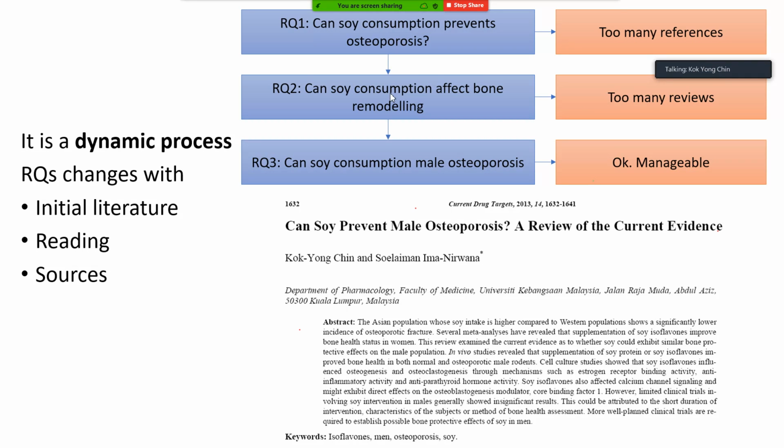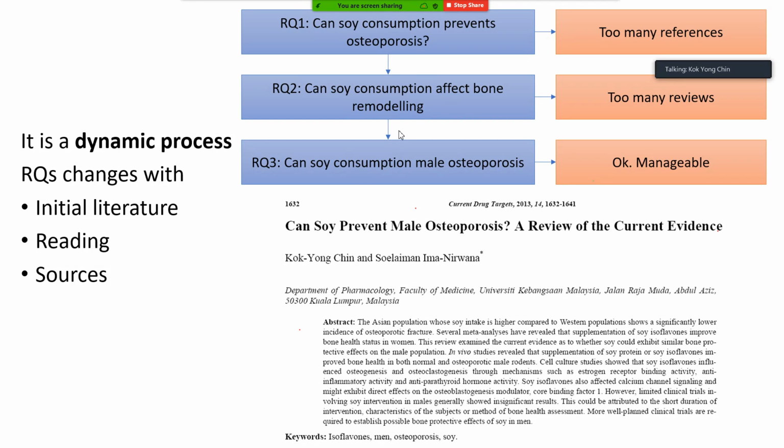So I did a second search. Can soil consumption affect bone remodeling? Again, I did a literature search. No, there are so many reviews, even meta-analyses, written about this subject. So if I were to write a review, it might not contribute much to the literature pool. Maybe the reviewer will ask me, why are you still writing it? Because people have written about it recently.